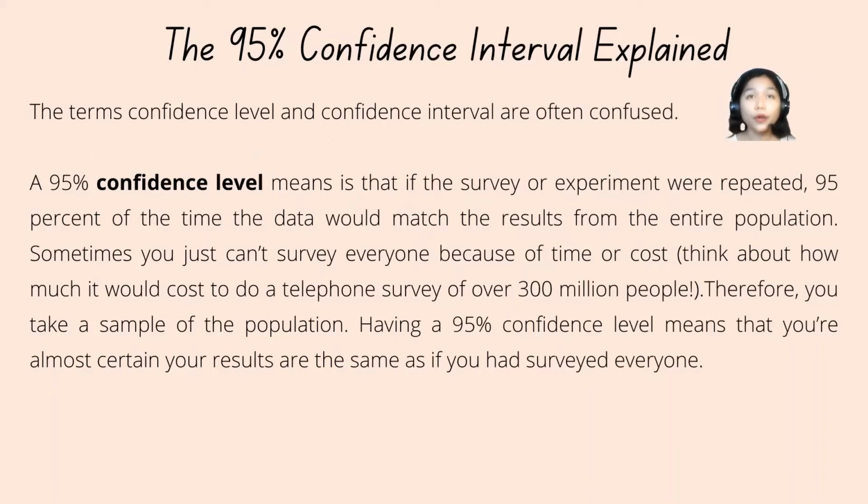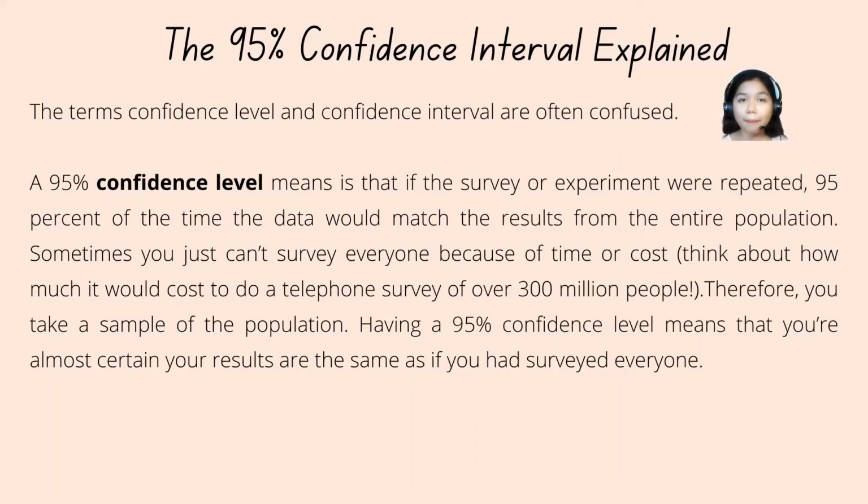So let's explain the 95% confidence interval. The terms confidence level and confidence interval are often confused. What is this 95% confidence level? It simply means that if we repeat the survey or experiment, 95% of the time, the results would be the same as using the entire population. Sometimes you just can't survey everyone because of time or cost. The entire population is expensive. Think of a telephone survey, it would cost so much to pay.